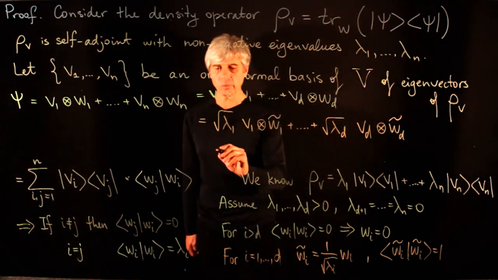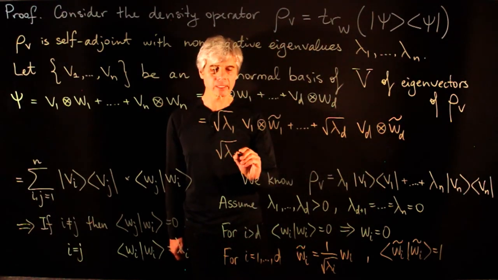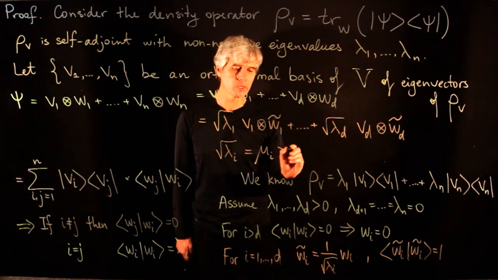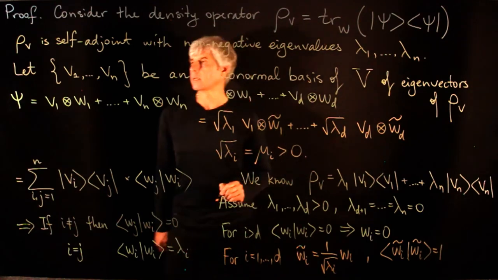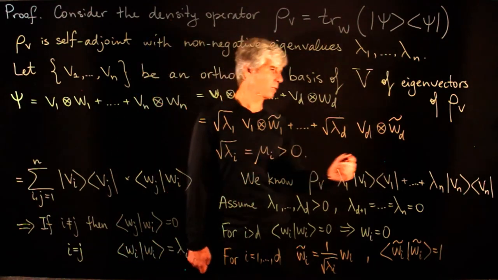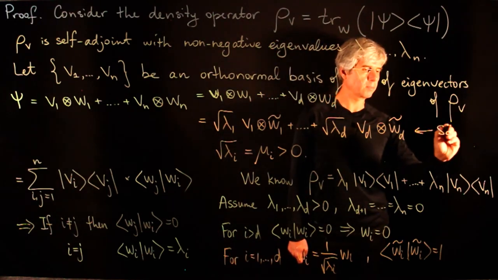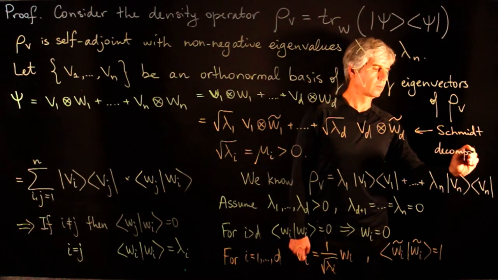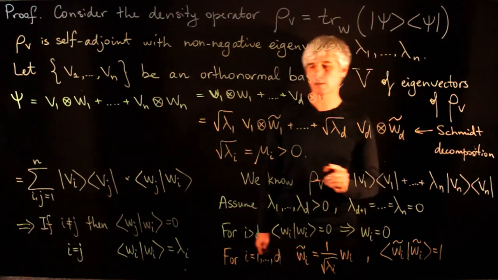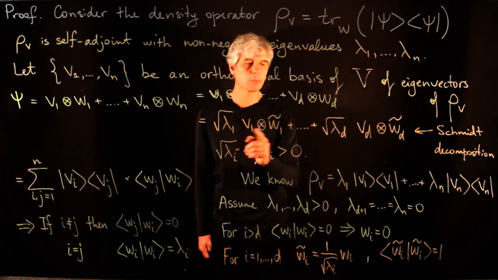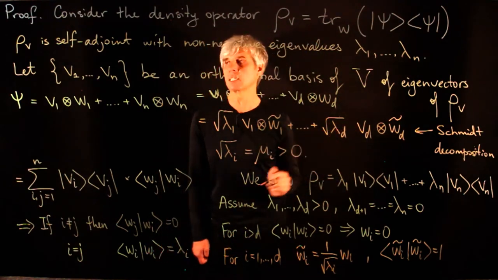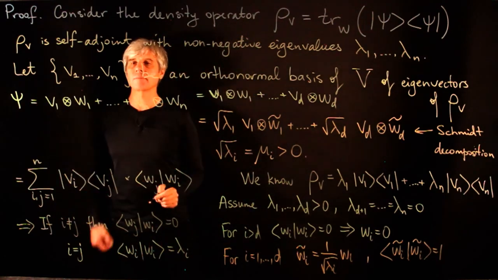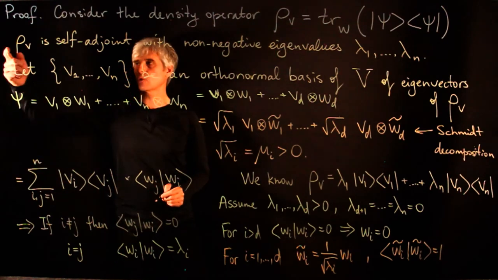And so these square roots of lambda i's are our values mu i's, right? And so these are greater than zero, right? So what we get is we arrive at the Schmidt decomposition. So here, the first components V1 through VD form an orthonormal set, because this is just the basis of eigenvectors for a self-adjoint operator, rho V.